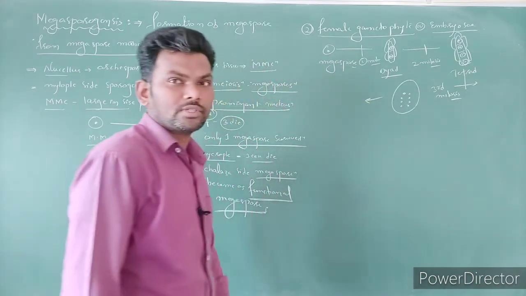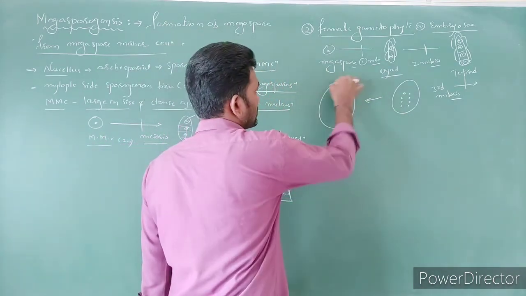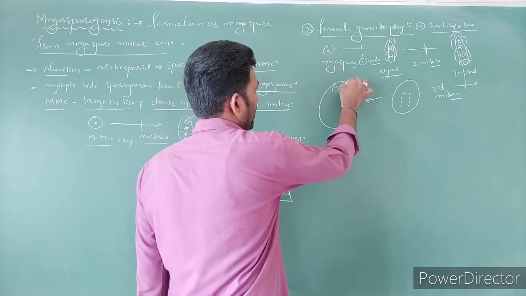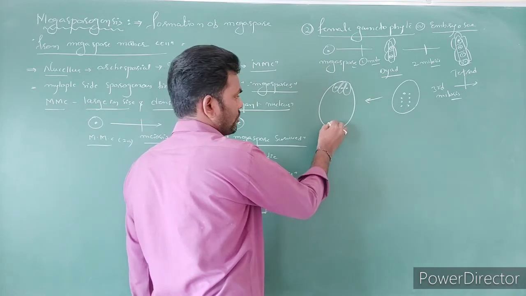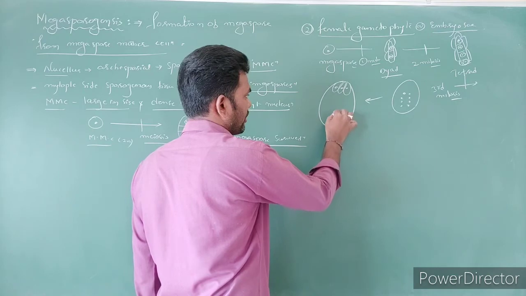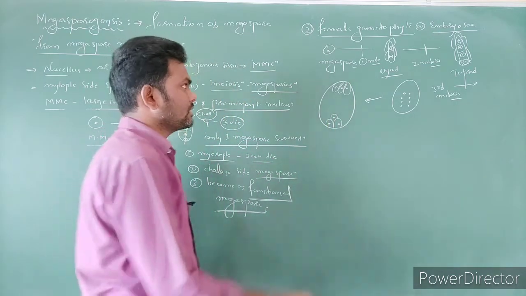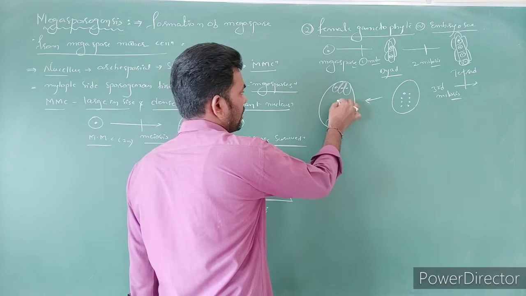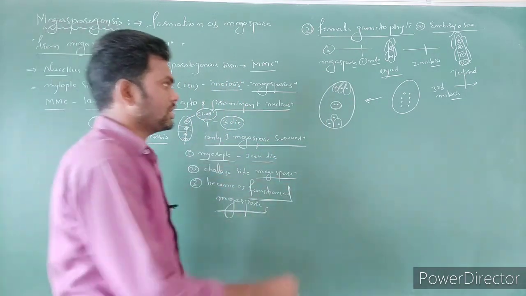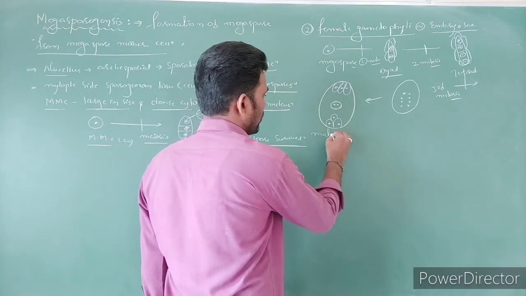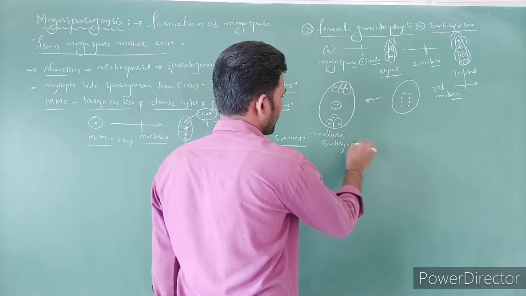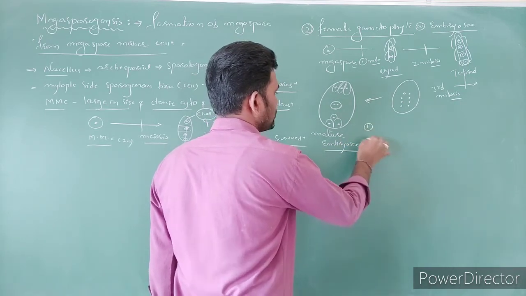So these 8 nuclei are going to settle: 3 nuclei settle on one side, 3 nuclei settle on the other side, and the remaining 2 nuclei settle at the middle. Now this condition we can call as what? Matured embryo sac. It is called the matured embryo sac.